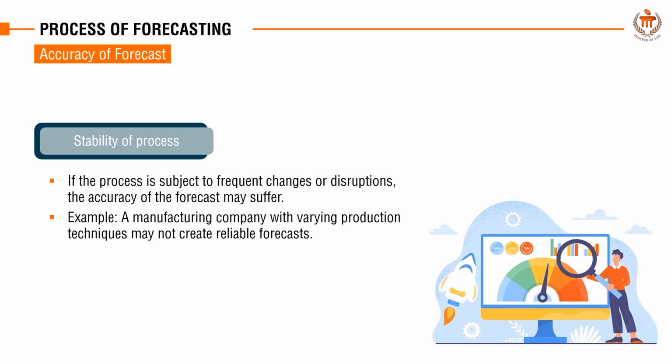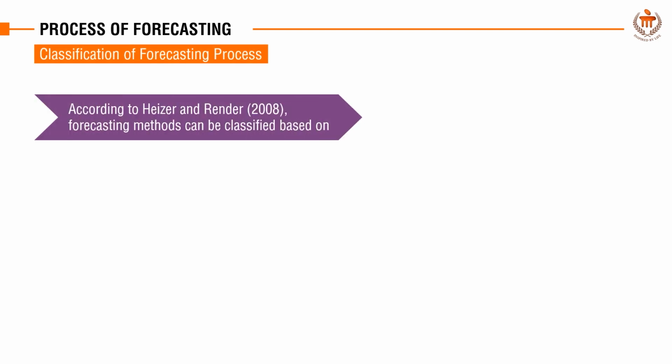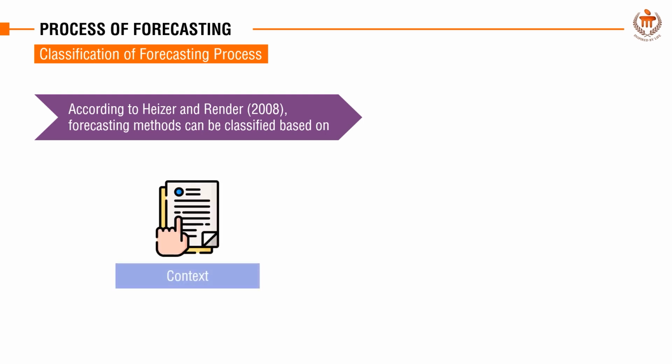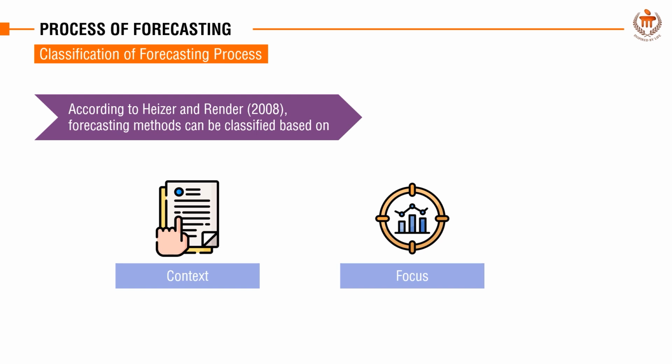By focusing on these factors, organizations can significantly enhance the accuracy of their forecasts, leading to better decision making and improved operational performance. Moving forward, according to Heizer and Render 2008, the forecasting processes can be classified into various categories based on their context or focus. This classification helps organizations select the most appropriate forecasting method tailored to their specific needs and objectives.